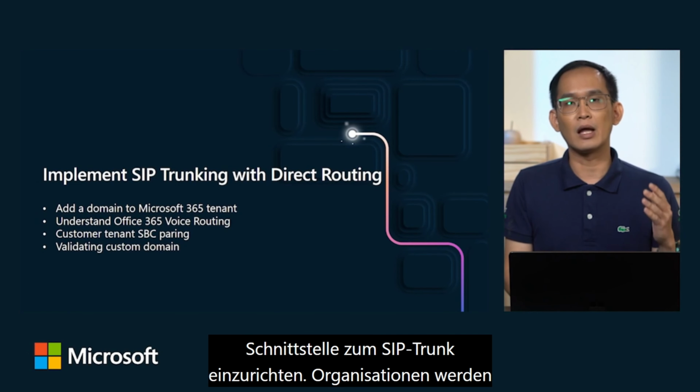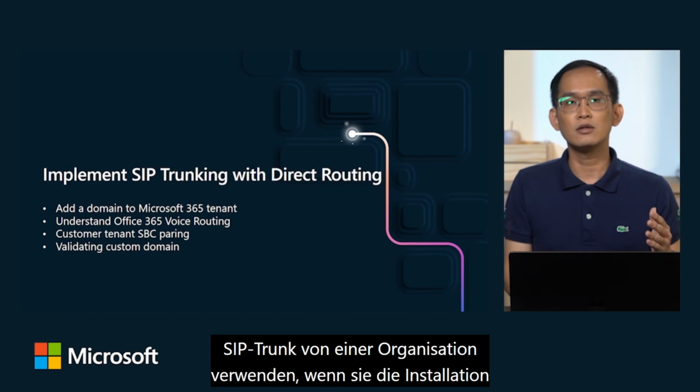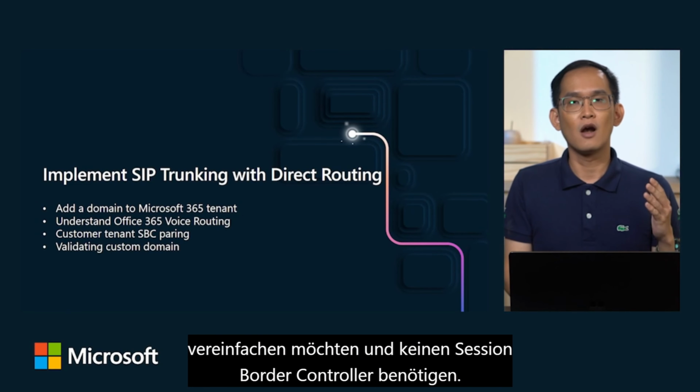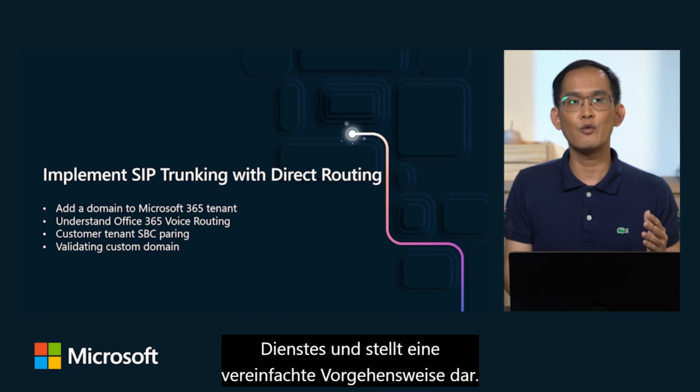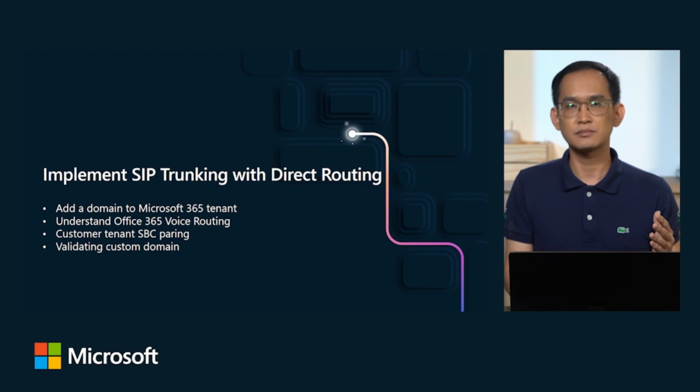An organization will use a SIP trunk from a provider should they want to simplify the installation and have no requirement for a session border controller. The SIP trunk provider will supply the SBC as part of the service, which is a simplified way of doing things.